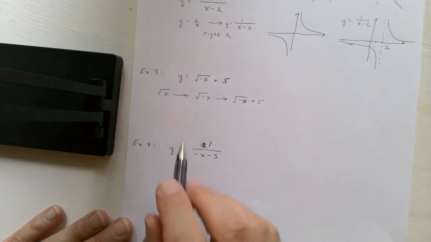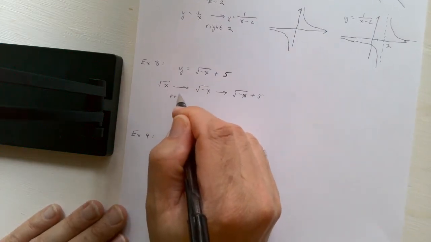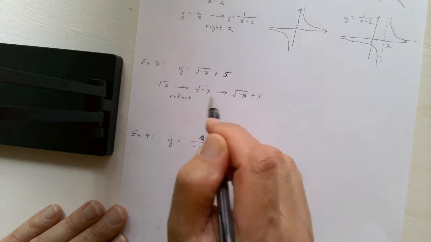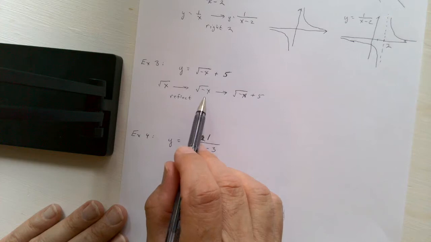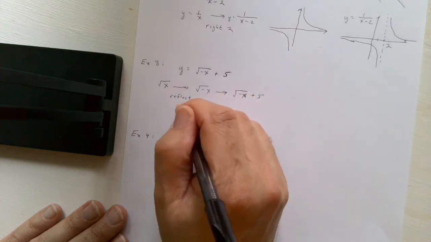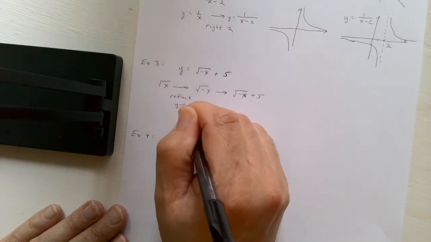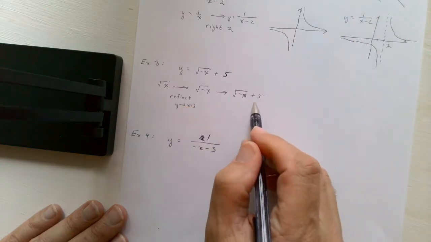Okay, so this first one, this is a reflection through the y-axis, right? We're changing the sign of the x-coordinate, so we're reflecting through the y-axis. And then we shift up 5 units.